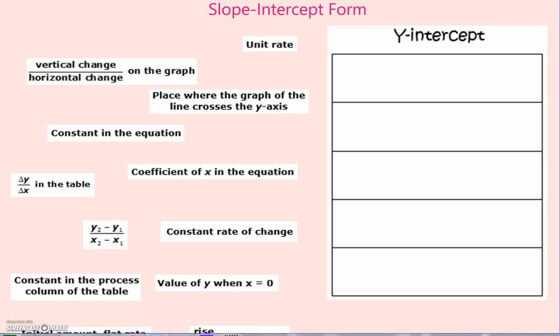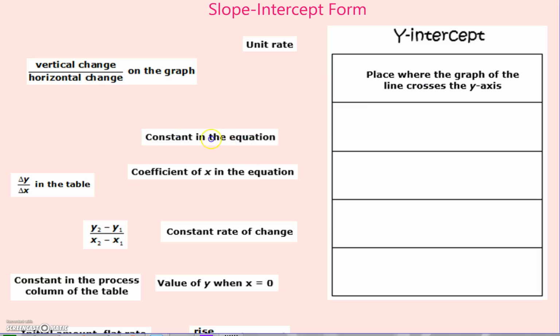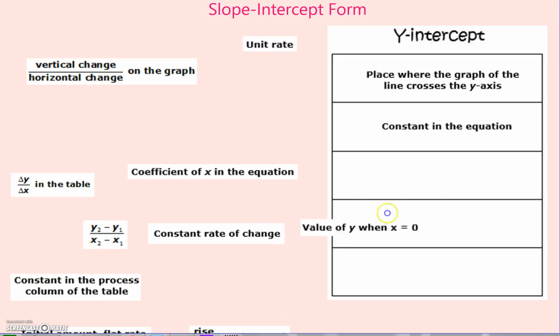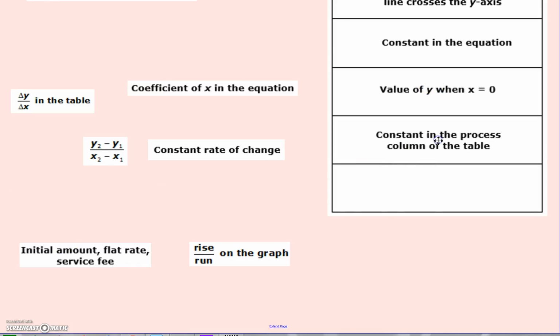And now we're going to do the same thing with y-intercept. We know that where it crosses the y-axis, it's the constant. We know it is the value of y when x equals 0. We know it's the constant in the process column or the table. We know it's the initial amount, flat rate, or service fee.